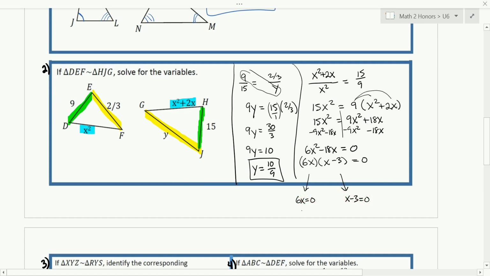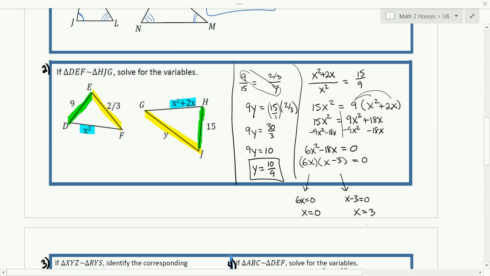When you divide by 6, you get x is 0. When you add 3, you get x is 3. So you get 2 possible answers for x. If you have a context to your problem, and we do, we have triangles, then just make sure those answers make sense. Do both of those answers make sense? Which one doesn't make sense?